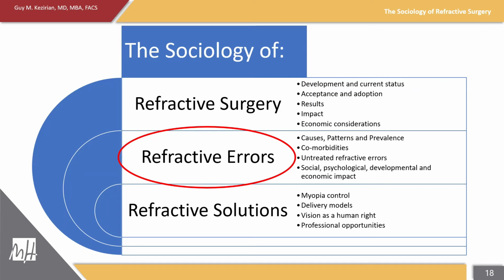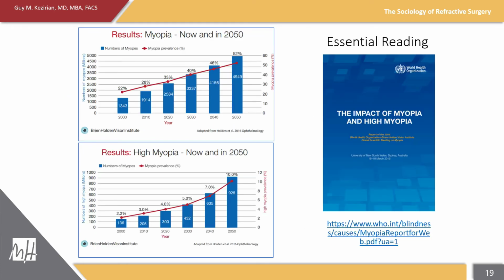Having considered refractive surgery per se, let's talk about refractive errors, their causes, patterns, and prevalence, comorbidities, what happens when they're untreated, and some of the psychological, social, and developmental, and importantly, economic impacts of refractive errors. The prevalence of myopia on a global scale is increasing at an alarming rate. The Brian Holden Institute has published on this over the years, as has the World Health Organization and other groups who are committed to treating refractive errors.